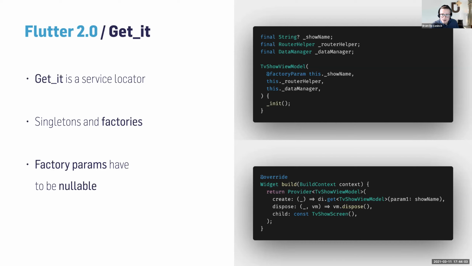A problem here is that we actually never want showName to be null, like ever, but we do have to make this type nullable in order for it to work. Otherwise, GetIt will complain that it's not a nullable type. So we actually don't want it to be able to be null, but we have to make it nullable to satisfy GetIt.